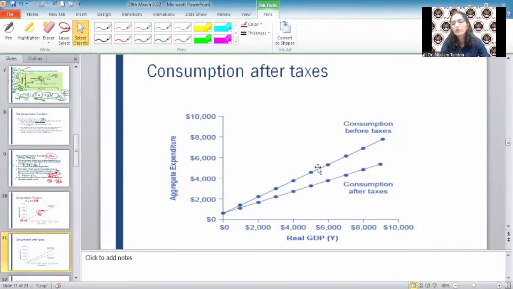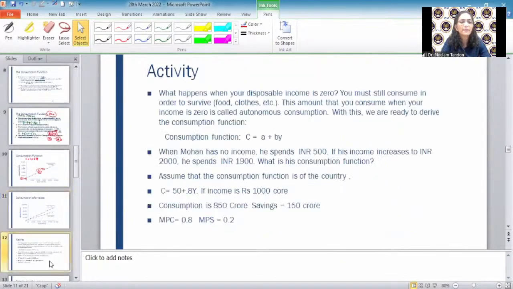What will be the impact of taxes? If the tax rate increases, then in that case, consumption will decrease. And if taxes are reduced, then the consumption will increase. So this is the impact of taxes on the consumption. So this is the question you can see here.